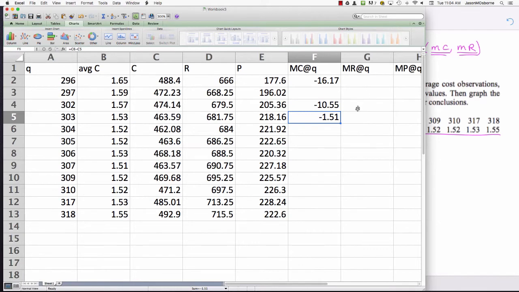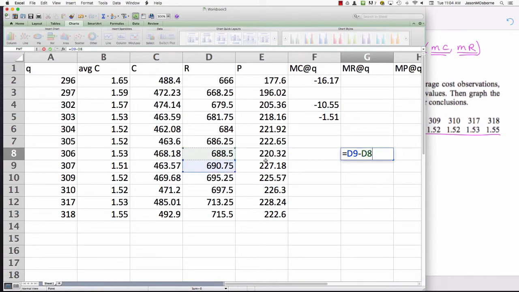The marginal revenue, similarly, take a look here at the marginal revenue at the 306 level. It is equal to the revenue for selling 307 minus the revenue for selling 306. So at the 306 level, you make $2.25 more for selling that 307th item. That's what the $2.25 means. At the 309 level, the marginal revenue is equal to 697 minus 695.